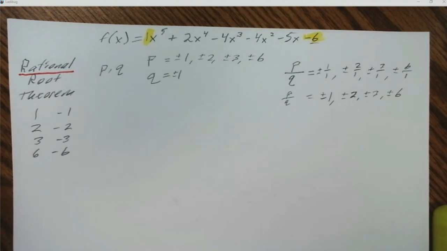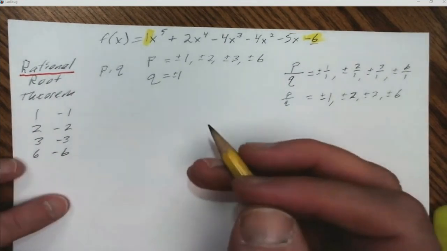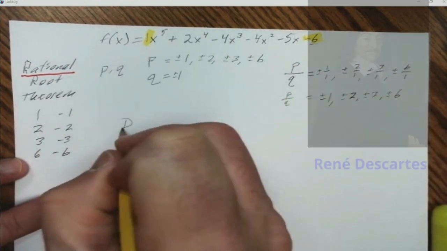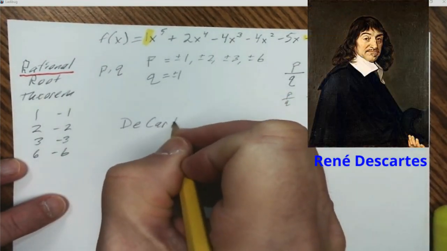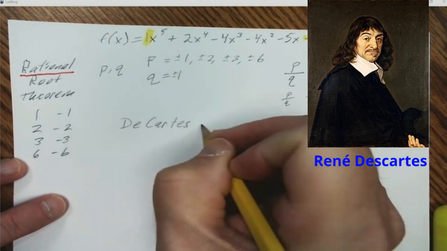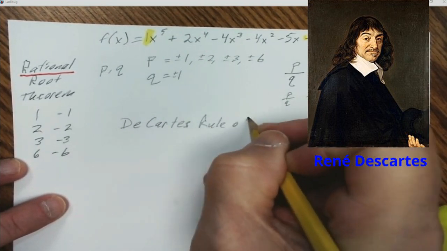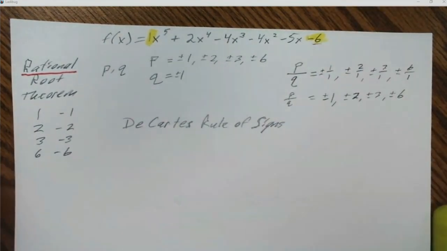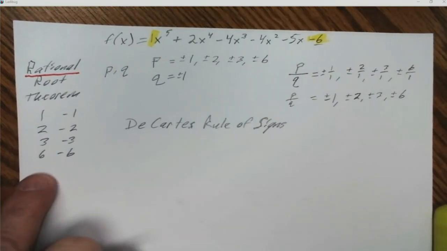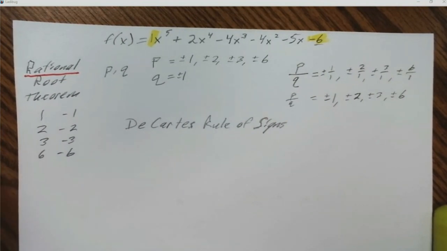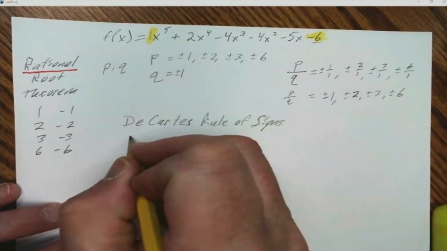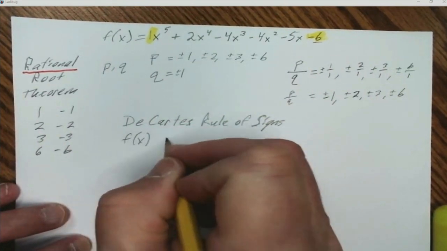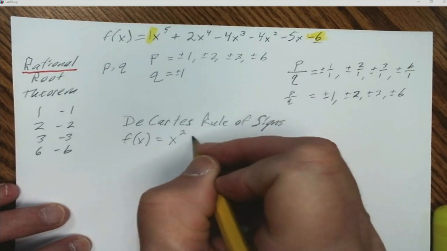So that's a big help. But let's also talk about Descartes' rule of signs. Descartes' rule of signs is interesting because it's going to tell us some more about which of these numbers are the solutions. Kind of. So I'm going to write our equation again because we're going to see what Descartes' rule of signs tells us.